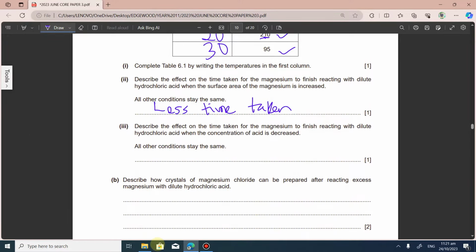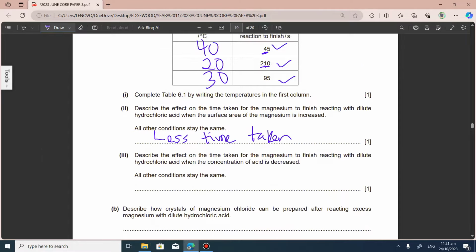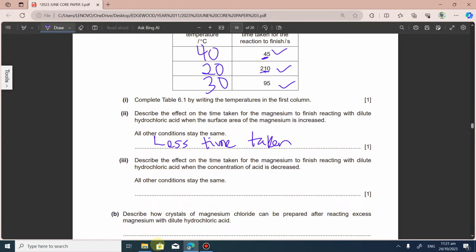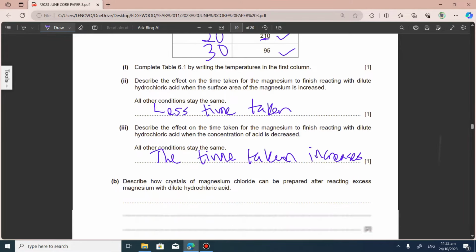Describe the effect on the time taken for the magnesium to finish reacting with dilute hydrochloric acid when the concentration of the acid is decreased. Now that you have decreased the concentration, the effect on the time taken is that the time will increase. The time taken will increase because you have decreased the concentration. So the time taken increases.